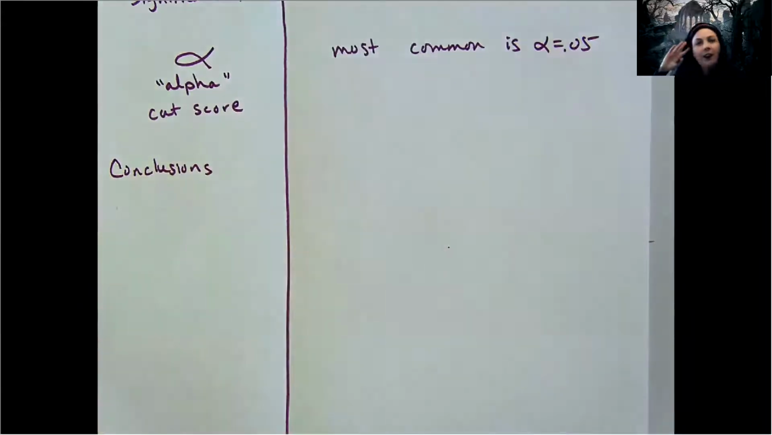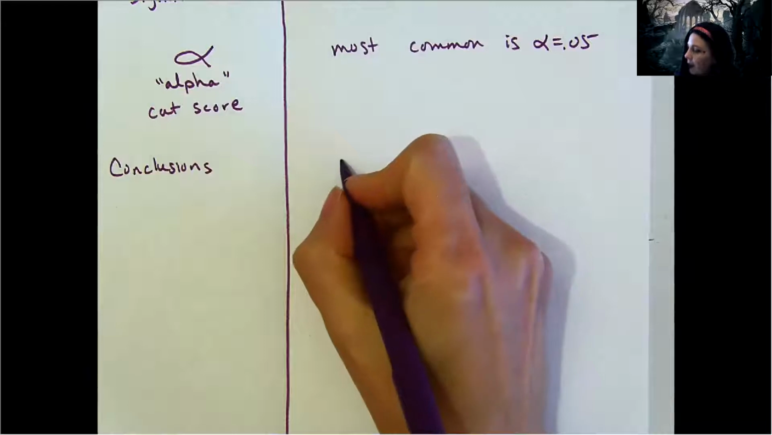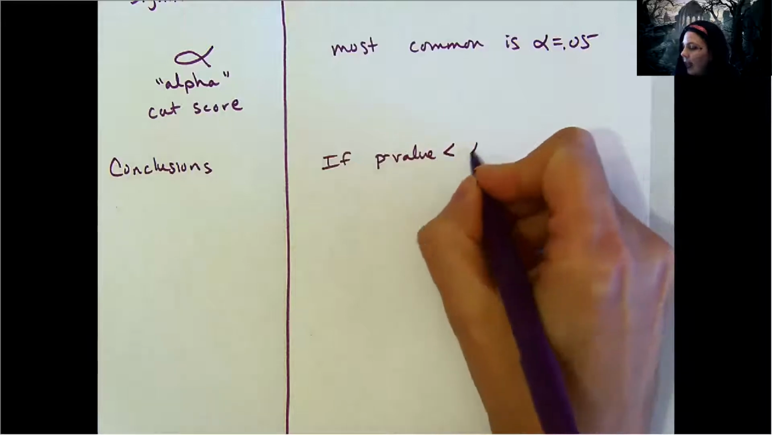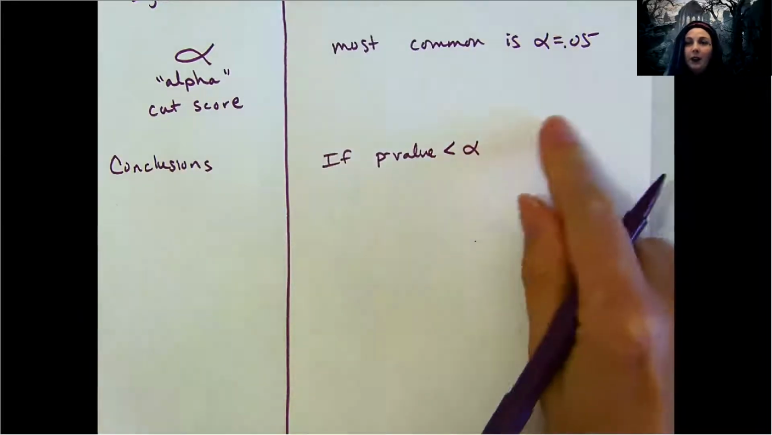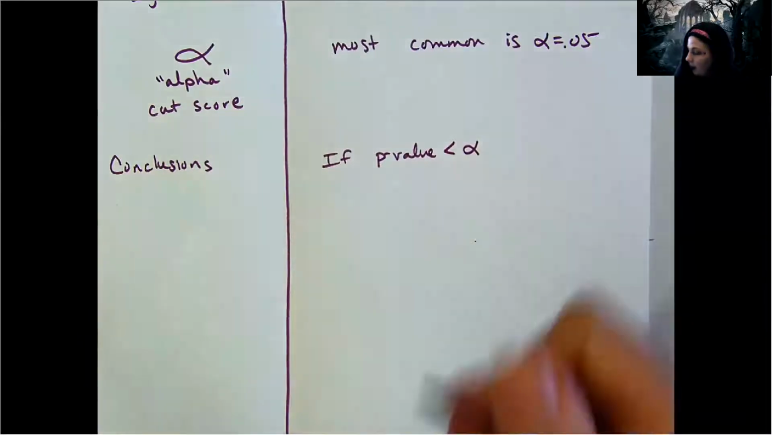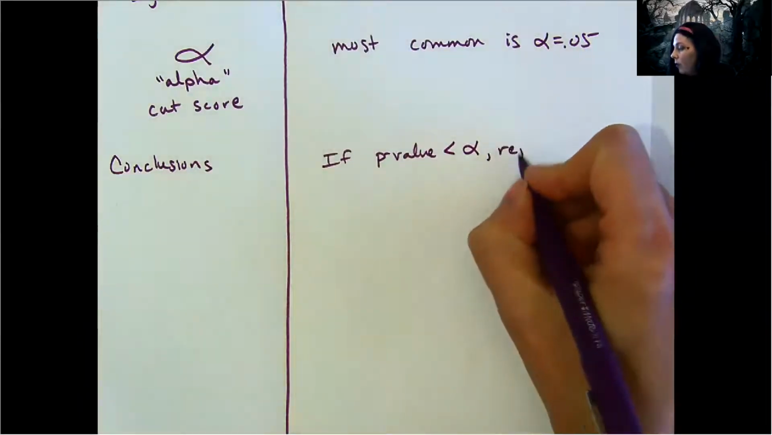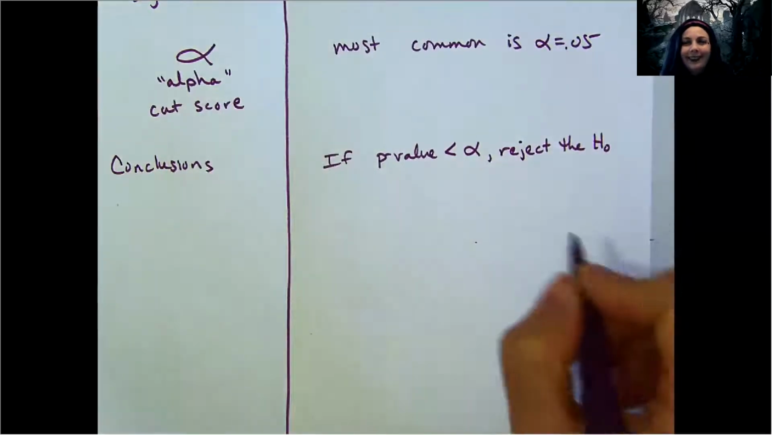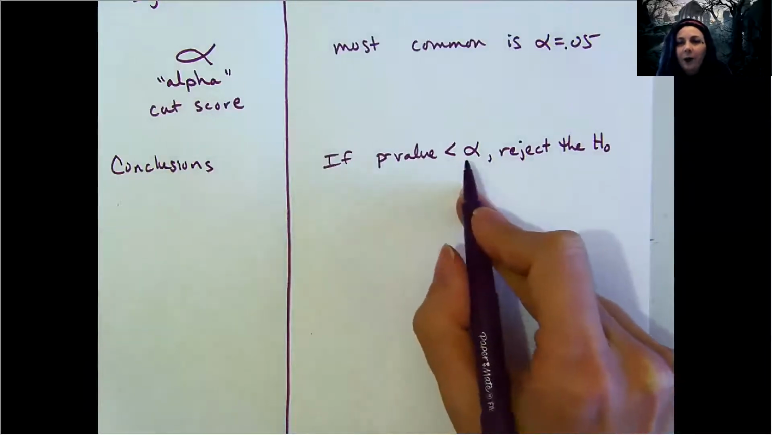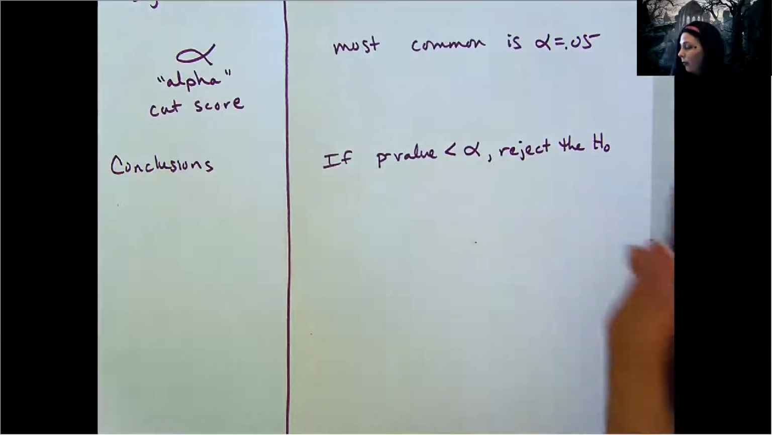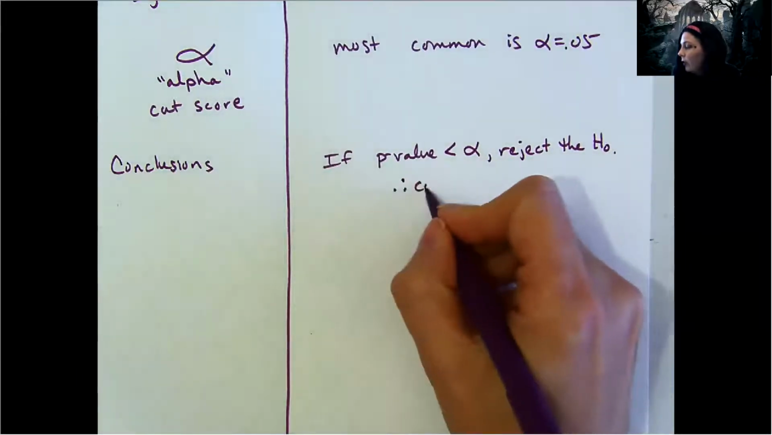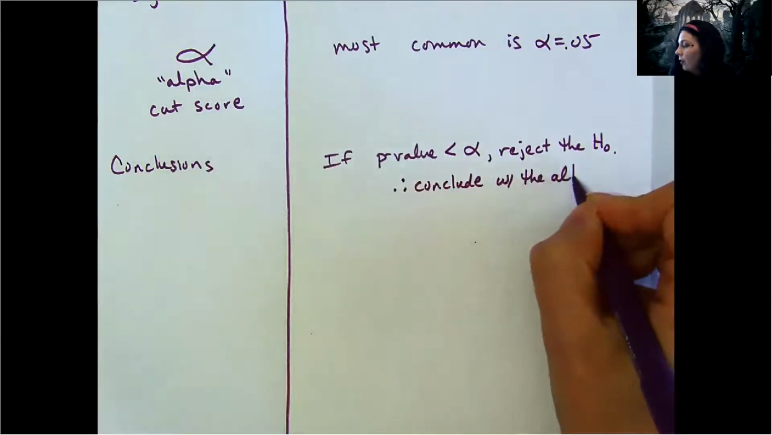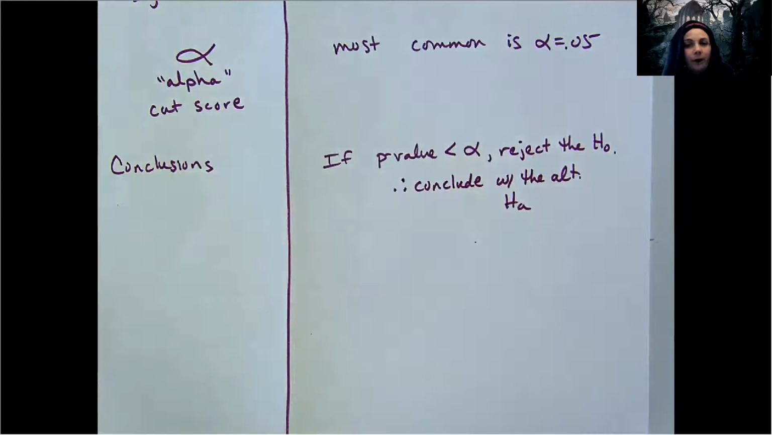So the conclusions that we're going to have here: you're going to compare your p-value. If your p-value is less than alpha, let's say less than 0.05, then we have significance. If we have significance, then we will reject the null hypothesis. If the p-value is smaller than alpha, we reject the null hypothesis, which means we're concluding with the alternative, the HA.